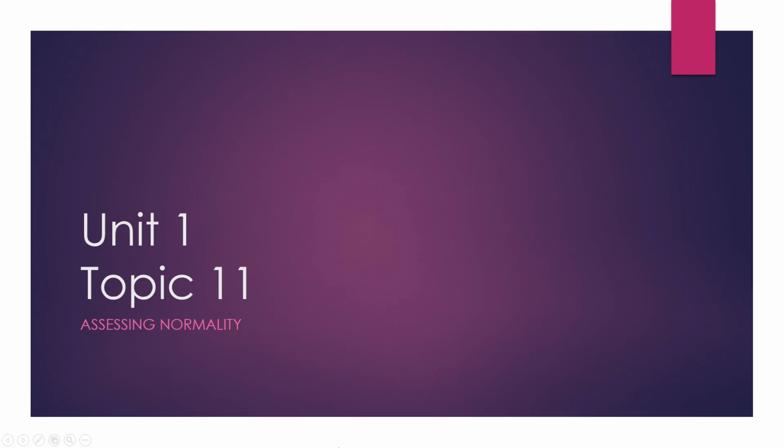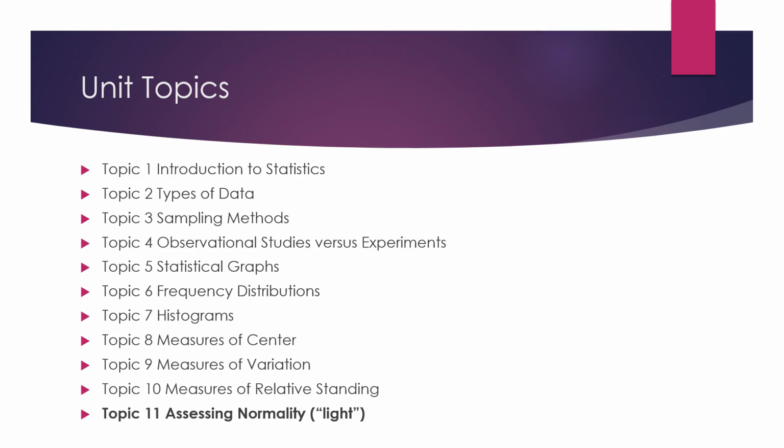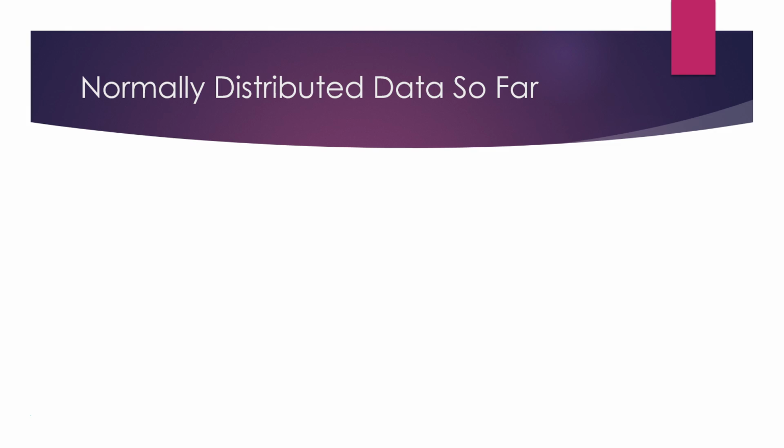This is topic 11 in Unit 1, Assessing Normality. In this topic, we are going to discuss formal ways to determine if data comes from a population that is normally distributed.